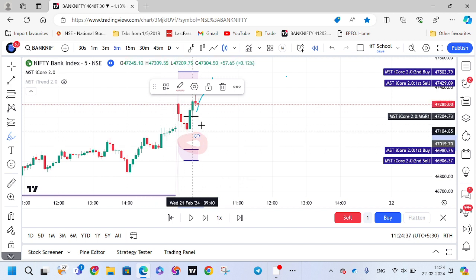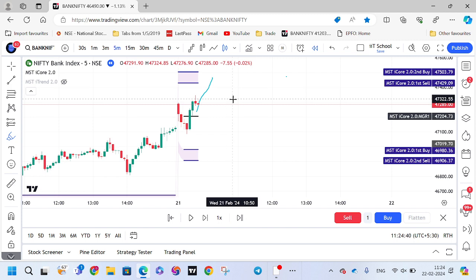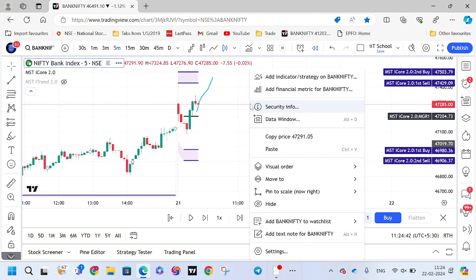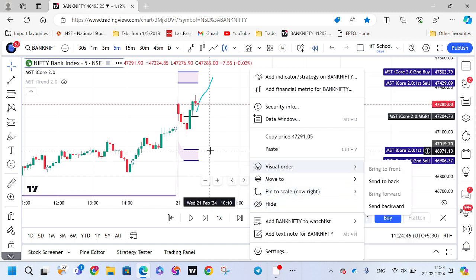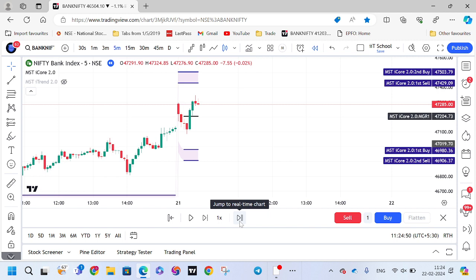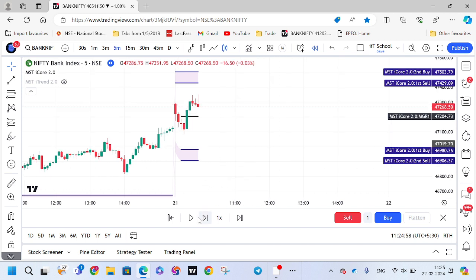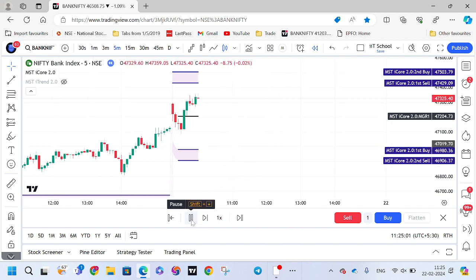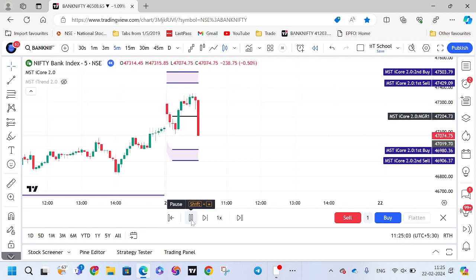So whichever side it is coming first, that side we will be trading. The other side we will ignore. So only the first activation is valid. If SL hits, then we can go for the reversal entry. So now what has happened? Nothing has happened. It has neither reached the sell zone nor the buy zone.